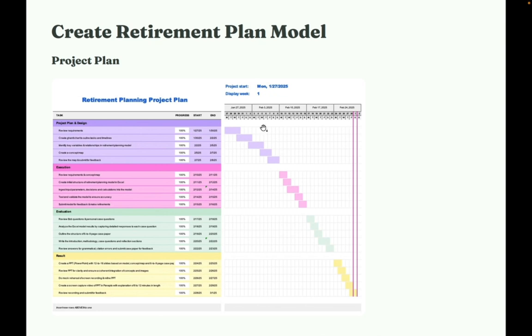I have split this project into 4 to 5 weeks, where in the first week I created the project plan and created a concept map to identify the relationships between key variables. In the second week, I created the model in Excel. In the third week, I reviewed the model and answered some of the key questions of Bob. In the fourth week, I presented the results.